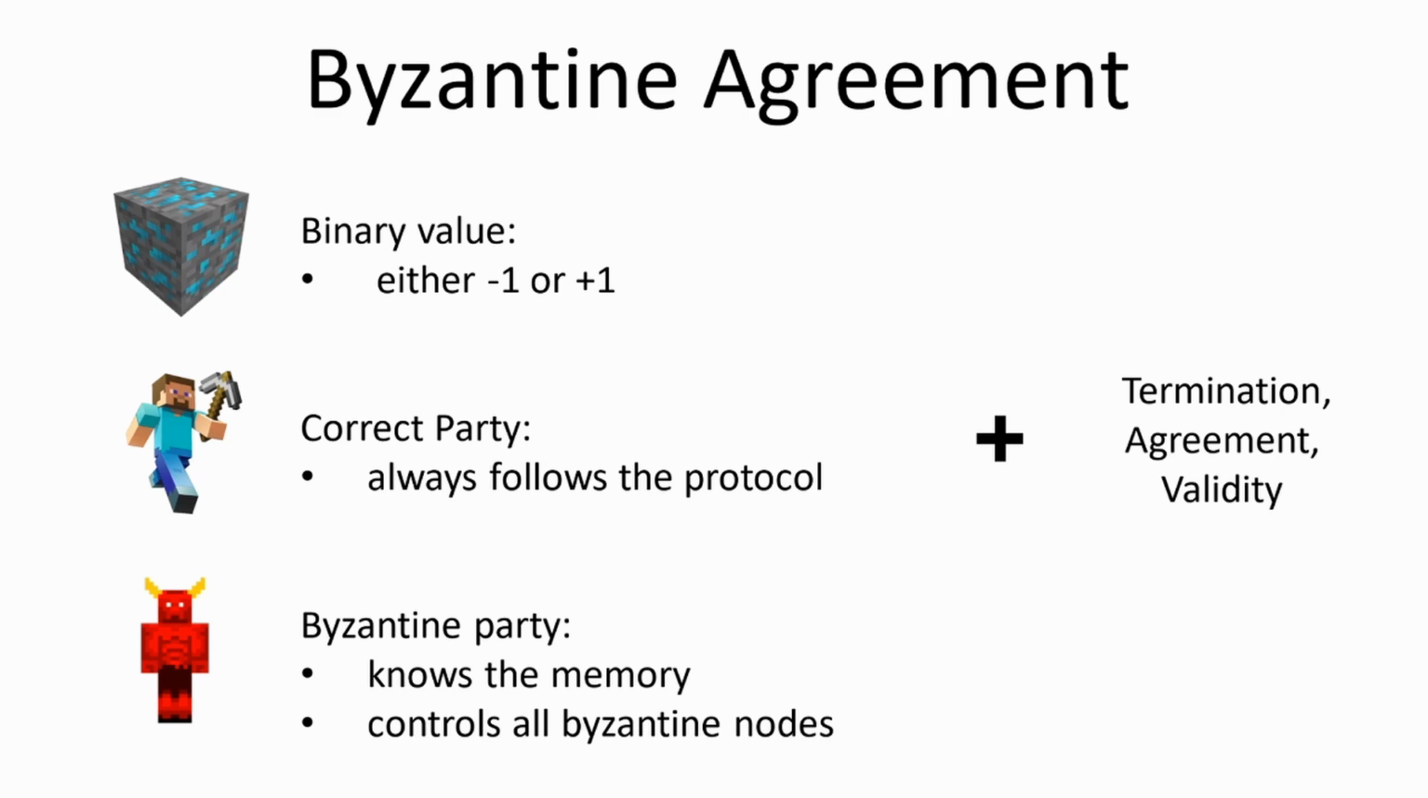In order to solve Byzantine Agreement, we need to satisfy the three properties of termination, agreement, and validity. Termination means that the nodes have to decide on a value after a finite time. Agreement means that they have to decide on the same value. And validity is a condition that makes this whole decision non-trivial, meaning that if the correct nodes had the same input value already, they also have to decide on this value as their output.